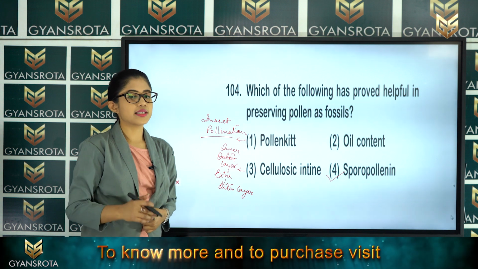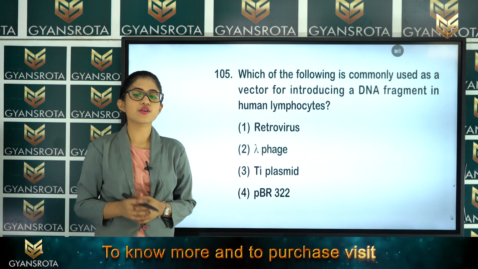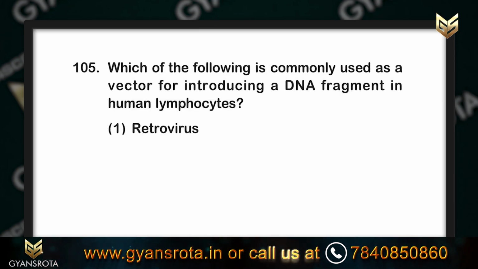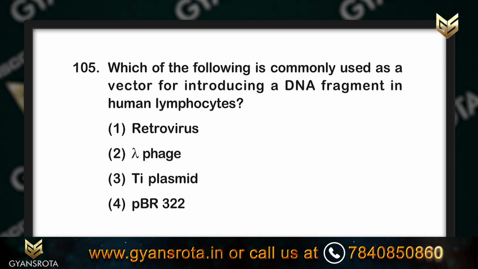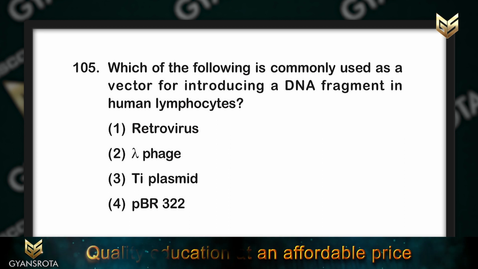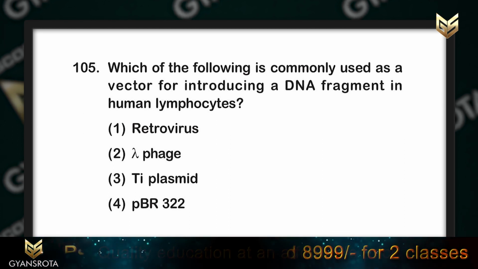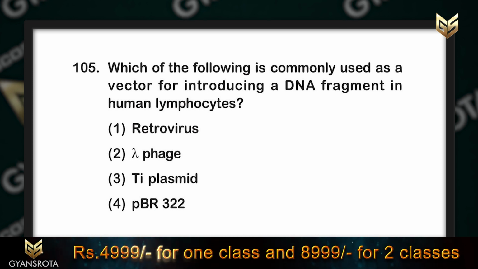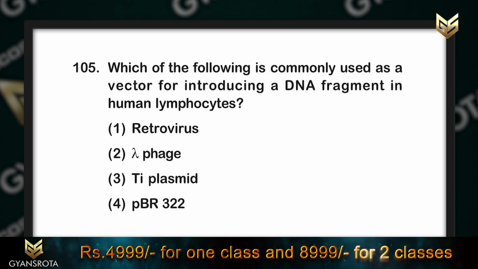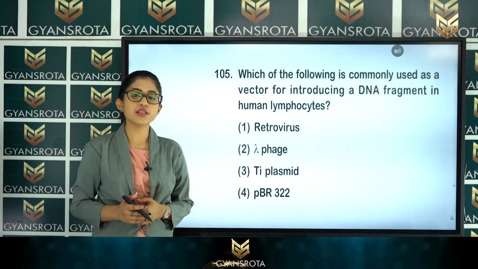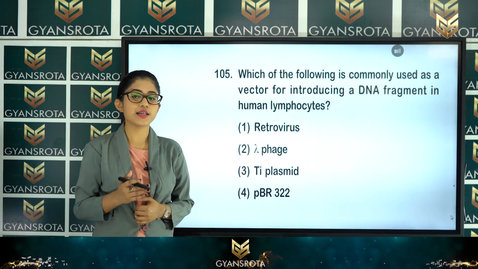Okay. Now let's see the next question. In the next question, as you can see here, question number 105: which of the following is commonly used as a vector for introducing a DNA fragment in human lymphocyte? Option number 1 is retrovirus, or lambda phage, or Ti plasmid, or pBR322. So we have discussed this in the chapter Biotechnology: Principles and Processes.